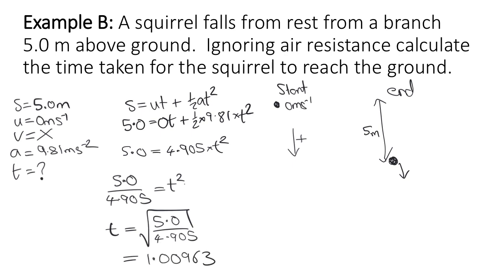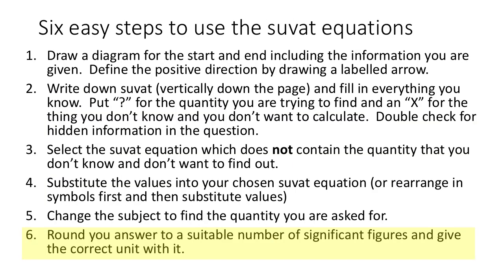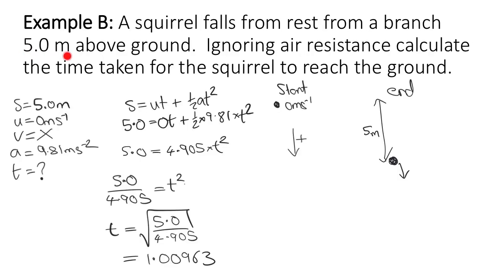1.00963. The final step is to round my answer to a suitable number of significant figures and give a correct unit with it. Since my worst bit of data was given to 2 significant figures, I'm going to round my answer to 2 significant figures, which will make it 1.0, and it's time, so the unit is going to be seconds. So my final answer, 1.0 seconds.